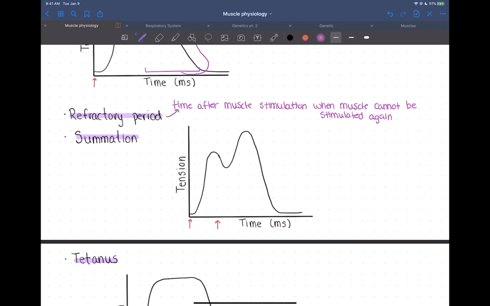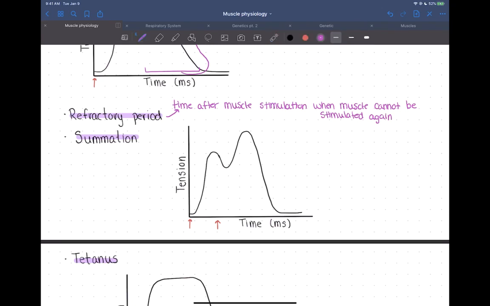Because if you think about the heart, when it contracts, it's forcing blood out. And then it needs to completely relax and fill with blood again before the next contraction. So the muscle in the heart is specially designed to have that longer refractory period so that the heart can fill with blood. That's not the same with skeletal muscle. You can stimulate it pretty quickly back to back. And we'll talk about what happens when you do that.